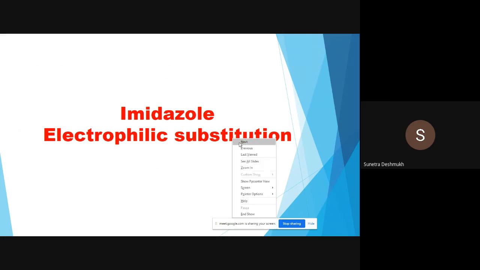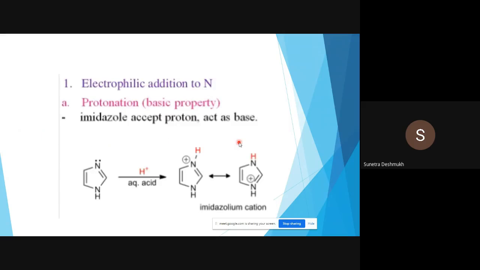Now we'll switch to the electrophilic aromatic substitution. First, protonation and basic property: imidazole accepts a proton and acts as a base. As we know, the pyridine-like nitrogen has a free lone pair, it accepts a proton and forms the imidazolium cation.